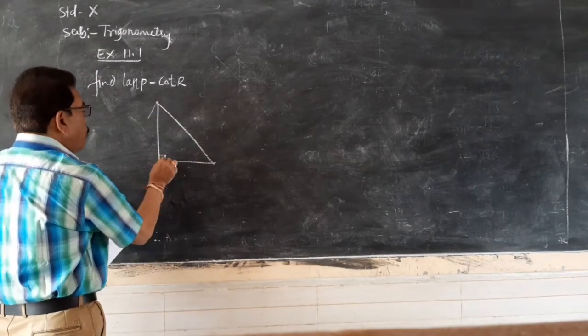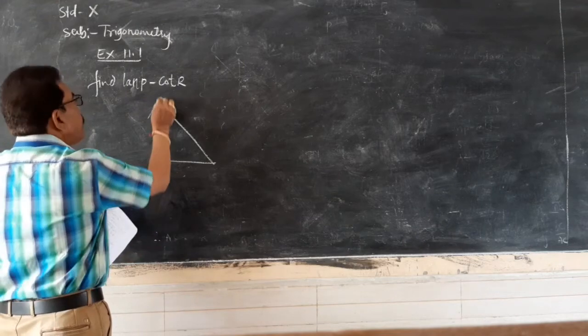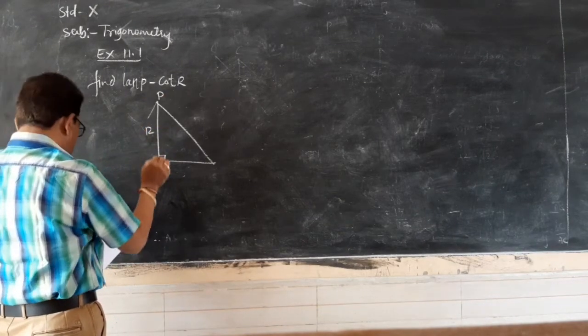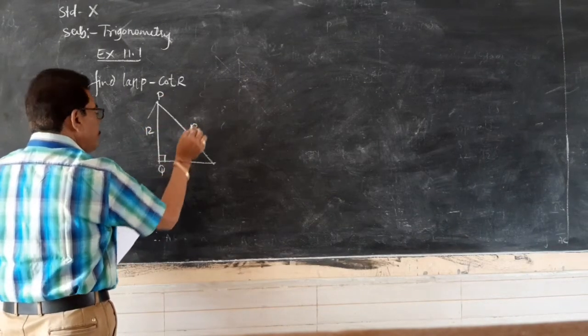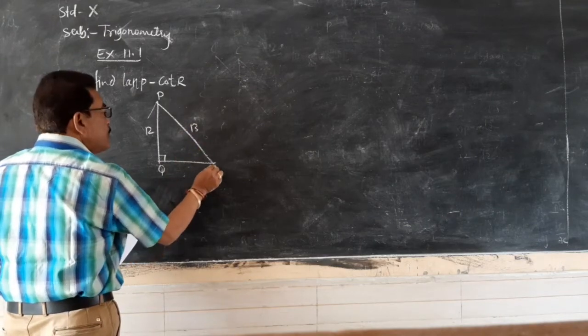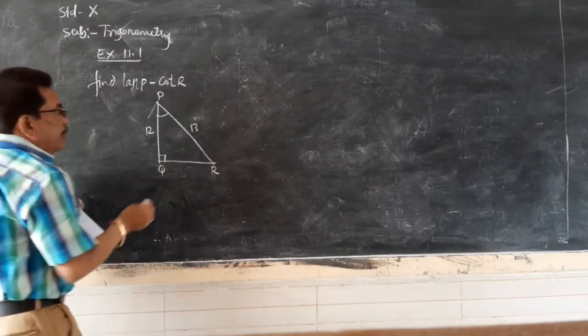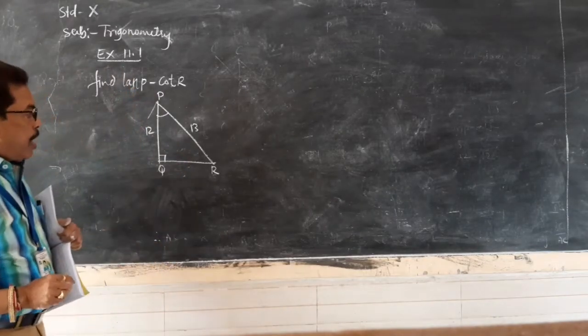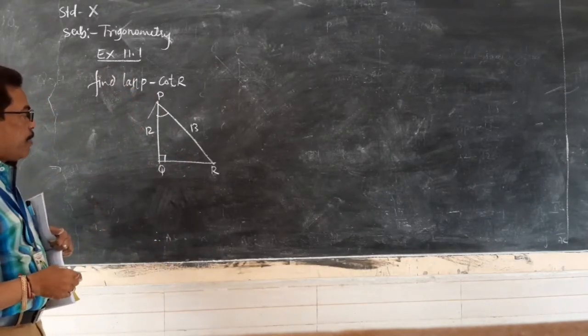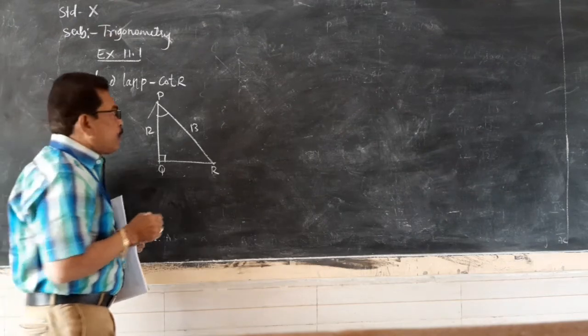That is Q, then P. So this one is 30, and this one is R. We have to find tan P. Before that, we have to find the remaining side by using the Pythagoras theorem.